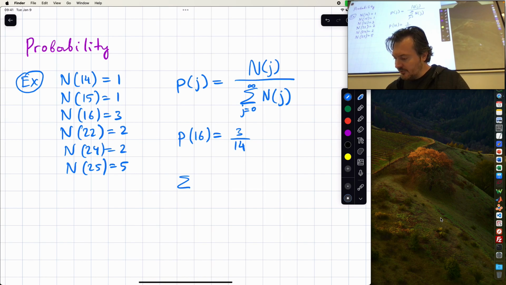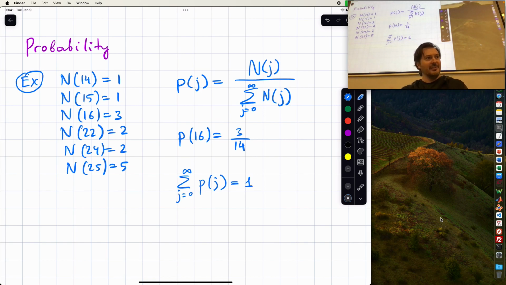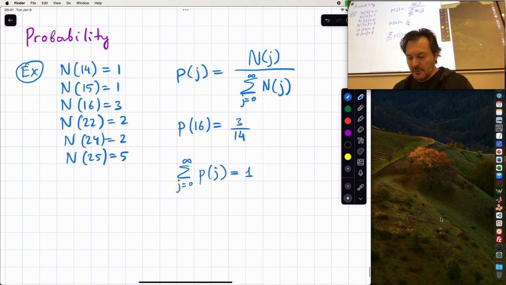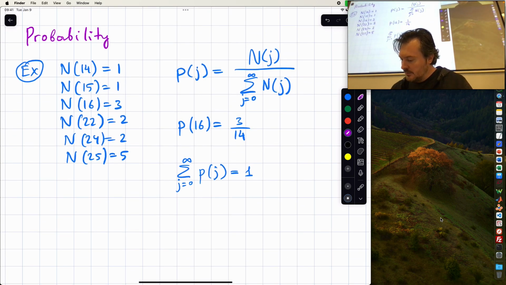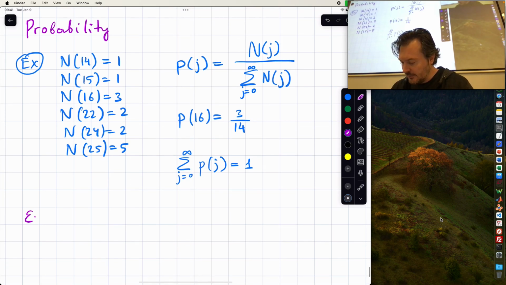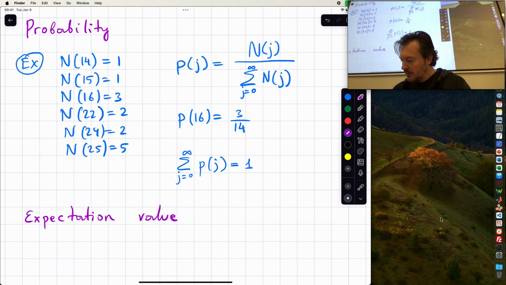The sum over J equals 0 to infinity of Pj is 1. Probability of having any age is 1. Now, let me talk about expectation value. We will use it. So, this is just a fancy name for average.